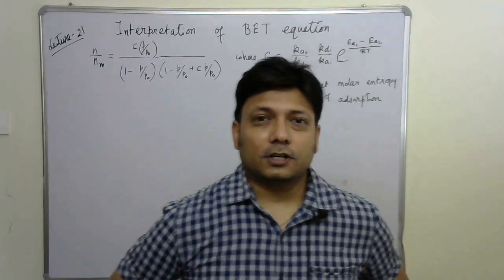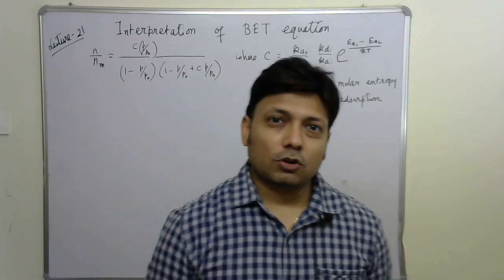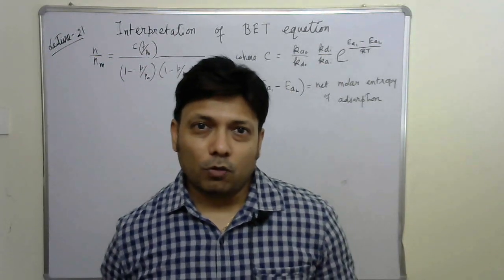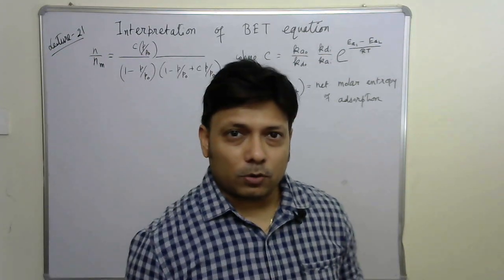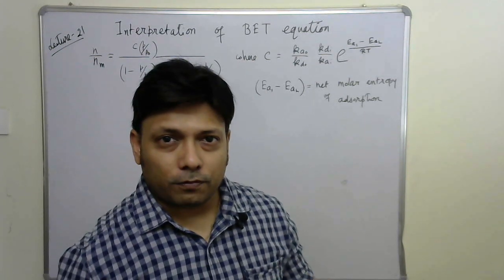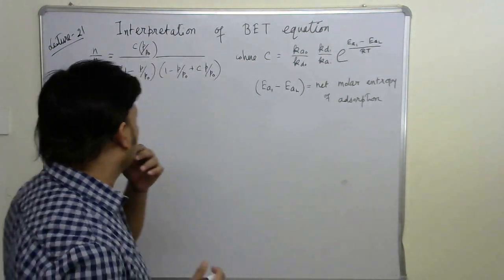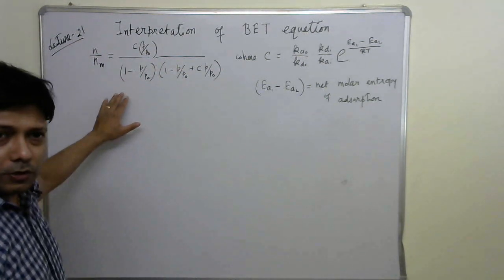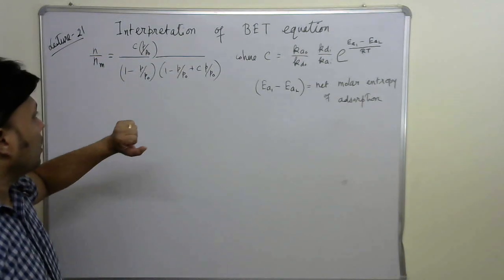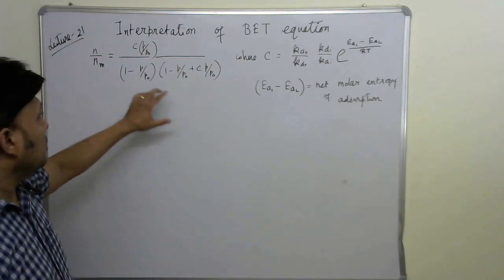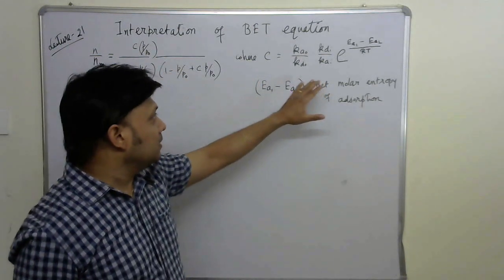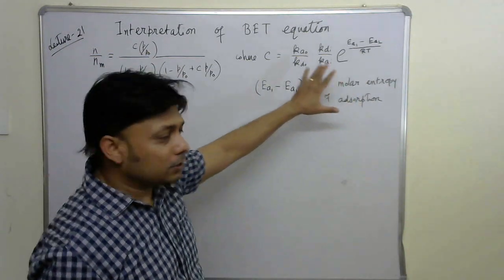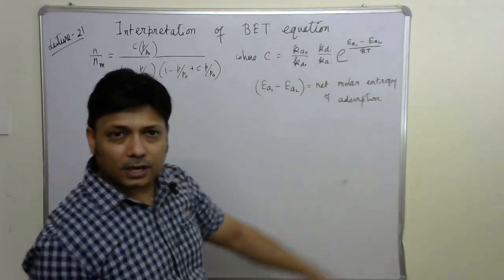So in this lecture, we would continue our discussion on the BET equation. Today we are going to discuss the interpretation of the BET equation. So this is the BET equation as we derived last time. Now the constant C is equal to this. So this was also discussed last time.